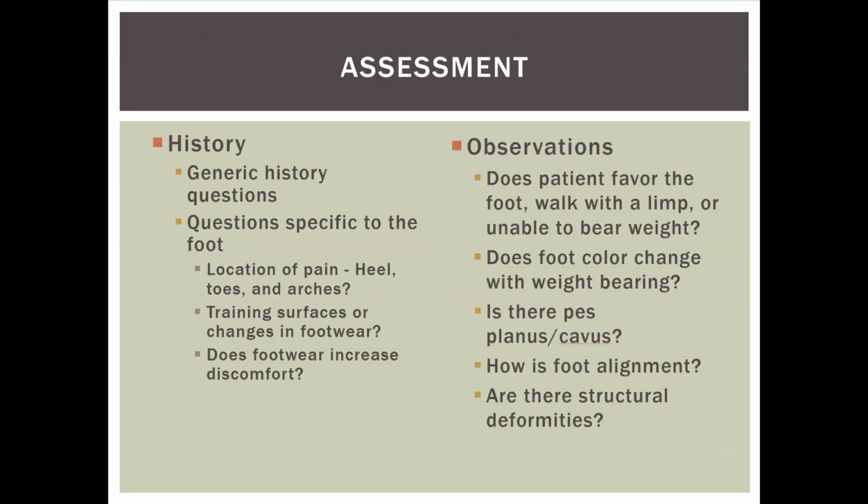Okay, when we're assessing a foot, ankle, or low leg injury, we're still going to go through HOPS or SOAP notes. So we want to ask questions. Basically, what was the mechanism of injury? Hopefully you were there to see, but we can't see everything, right? So what are our generic history questions? And then also specific to the foot.